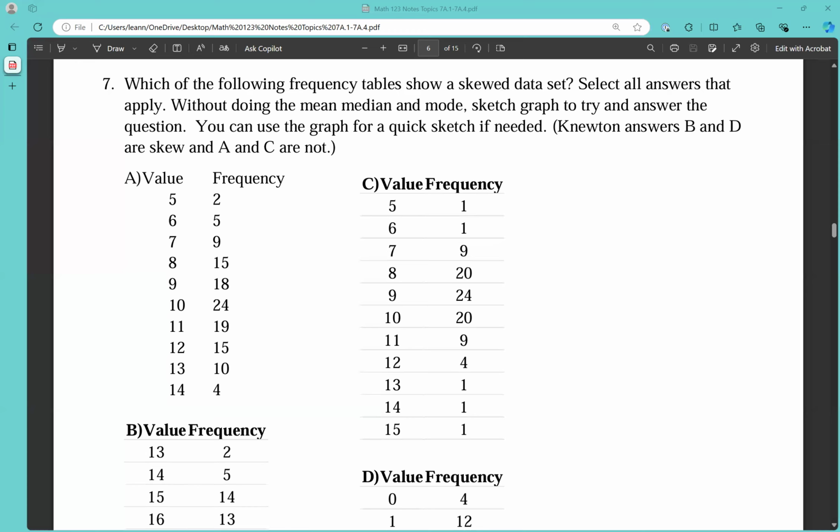Now notice, I need to make sure I have a height. My y-axis has to get up to at least the highest frequency. That's 24. So maybe I'll count by fives. 5, 10, 15, 20, 25. So these are my frequencies, okay? And these are my values. Okay, so 5 only occurred twice.